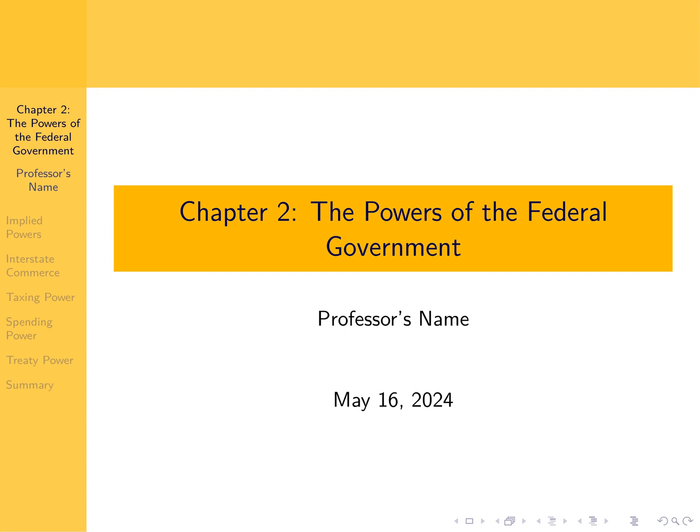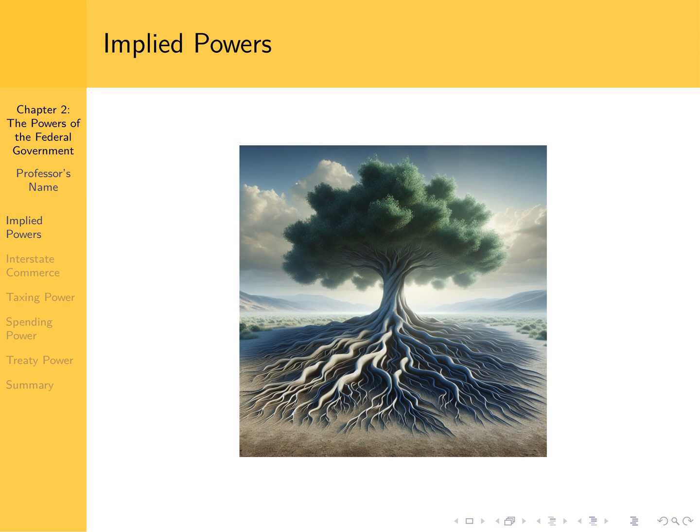In this chapter, we will explore the powers of the federal government, including enumerated and implied powers, as well as limits on federal government powers. All right, so when we talk about implied powers, we're basically referring to those powers that the federal government needs to get things done, even if they're not specifically listed in the Constitution. These powers give the government the flexibility to handle new situations without having to constantly change the Constitution.